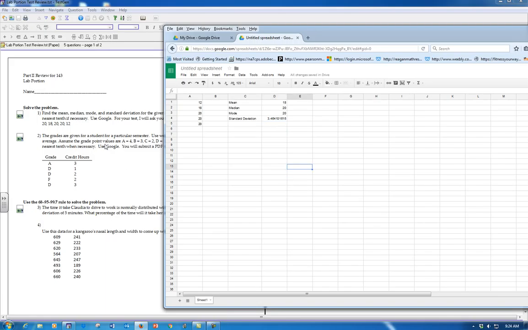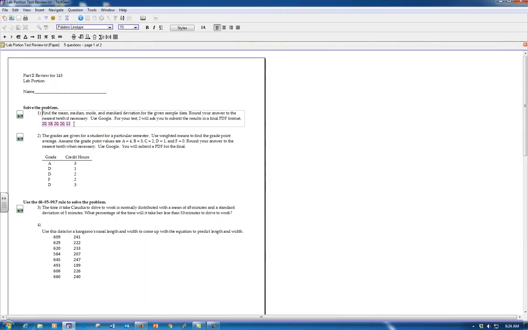Now, you're going to have a hard copy of this test, and it's probably going to have blanks on it, and you will be typing in the blank. So let's just put a blank here so you can see what I'm talking about. Beside the blank, there will be a place for mean, a place for median, a place for mode, and a place for standard deviation.